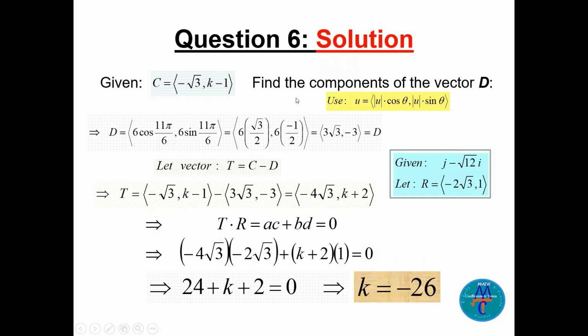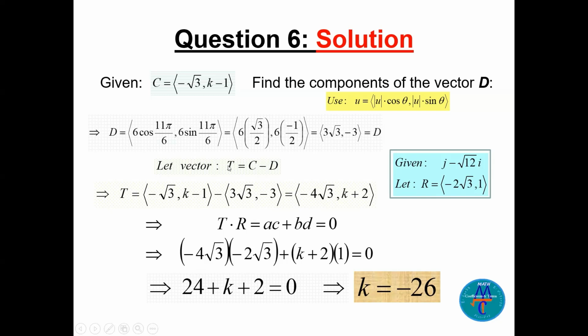So first we have to find the components of the vector D. Using this formula here, any vector u can be written as the magnitude of u cosine theta, magnitude of u sine theta. So I can write vector D, 6 cosine 11 pi over 6, 6 sine 11 pi over 6. I put the values here. 11 pi over 6 is in quadrant 4. So the cosine is positive, square root of 3 over 2, and the sine is negative, minus half. So the vector D now becomes 3 square root of 3, minus 3.